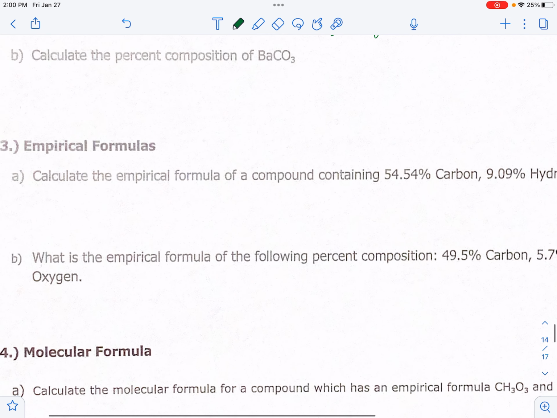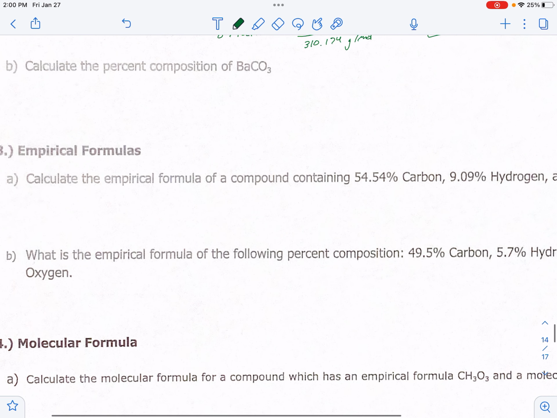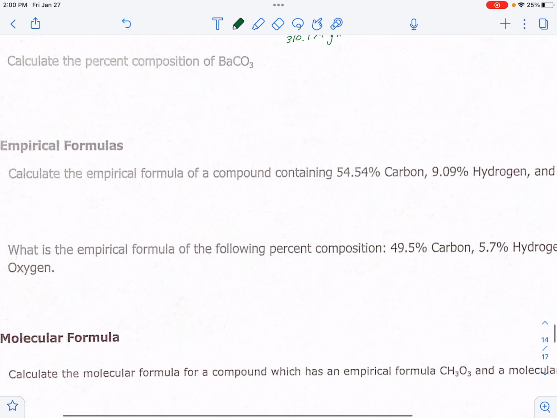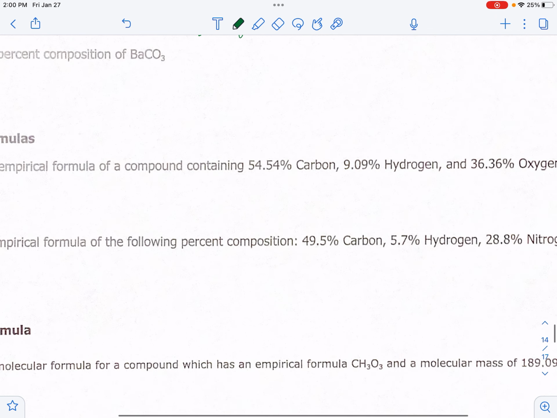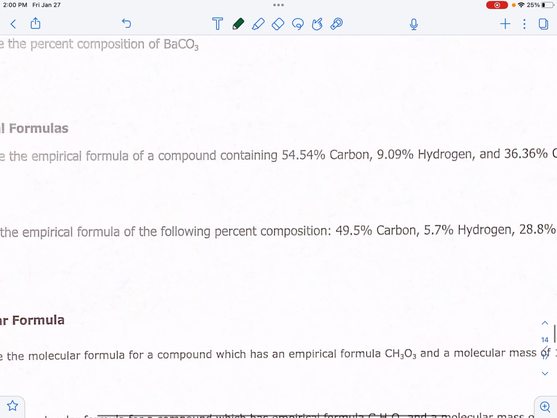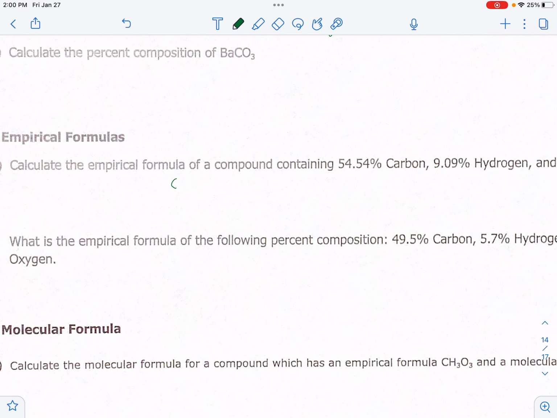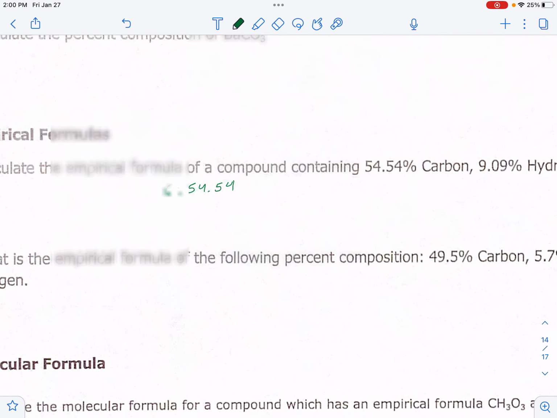All right, so empirical formulas. Calculate the empirical formula of a compound containing 54.54% carbon, 9.90% hydrogen, and 36.36% oxygen. So first thing I'm going to do, for carbon, I'm going to take that percentage and divide it by the mass you see on the periodic table. So I'm going to take carbon, divided by 12.011. That's your first step: take your percentages and divide them by the mass on the periodic table. So that gives me 4.541.